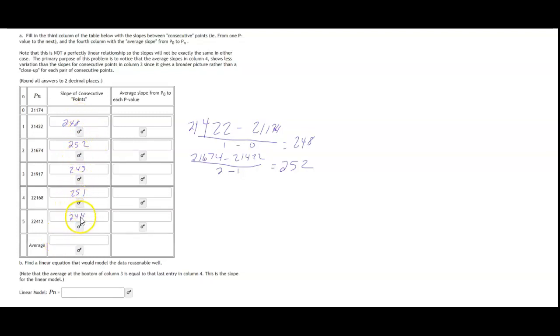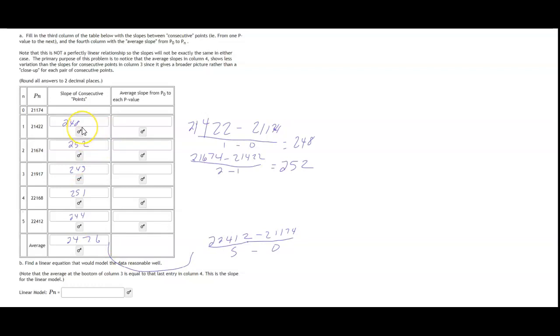Now, the average of all of these, two ways you could do this. You could add all these up and divide by 5, because there's 5 values. But another way is just to take this last value minus the first value over 5 minus 0. So that would be the average. This we would find by taking 22,412 minus 21,174 over 5 minus 0. That's the average over the whole span. And that turns out to be 247.6.